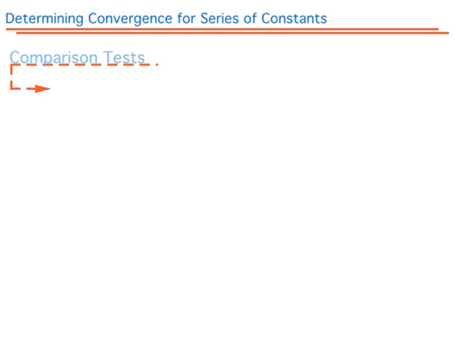Okay, so we're still going to be talking about determining convergence for series of constants. Again, our end goal is still going to be to figure out, for our intervals of convergence, if we're convergent or divergent at those endpoints. What we're going to be talking about today are our comparison tests.